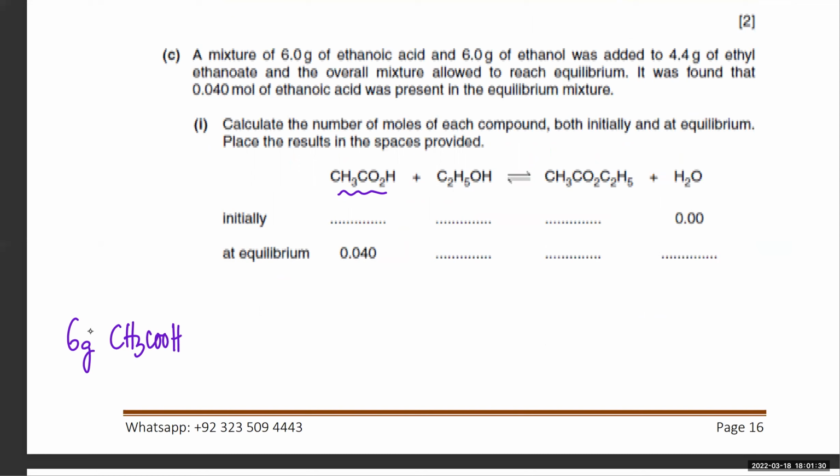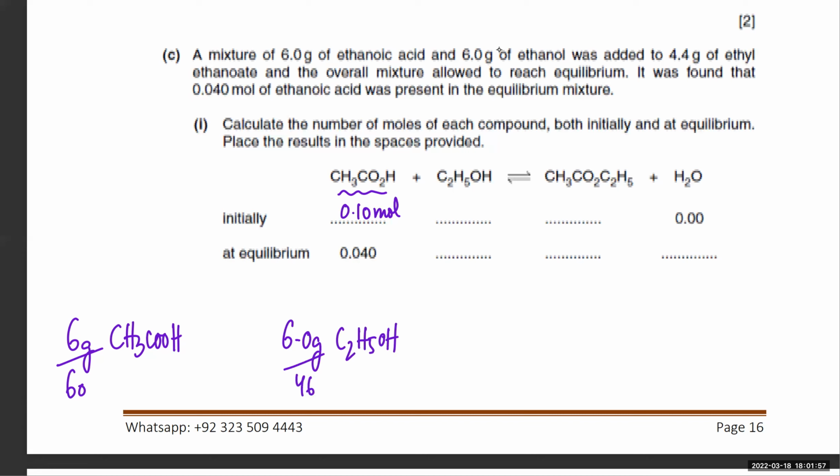How do you calculate moles? Moles is mass divided by MR. So this is, I think, 60. So iske moles kitne bane? 0.10 moles, right? 6 divided by 60 is 0.1. So, acha, isi tarah ethanol is given that's 6 grams. So if you're given 6 grams of ethanol, so ethanol is C2H5OH. Its MR, if you calculate, it's 46.